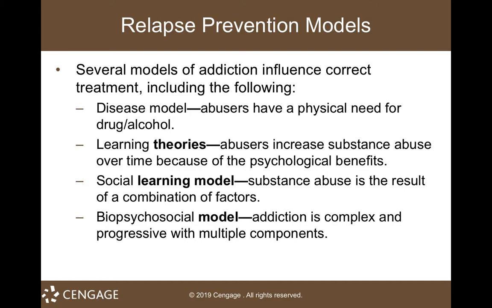Okay. So the next theory we're going to look at are the learning theories. And this really looks at reinforcement theory. Social learning theorists think that substance use and abuse are a result of a certain history of learning in which the behavior of drinking alcohol or using drugs has been increased in frequency, duration, and intensity for the psychological benefits that it affords. Okay. And there are different learning theories within it. So in summation, we're looking at abusers increase substance use over time because of the psychological benefits.